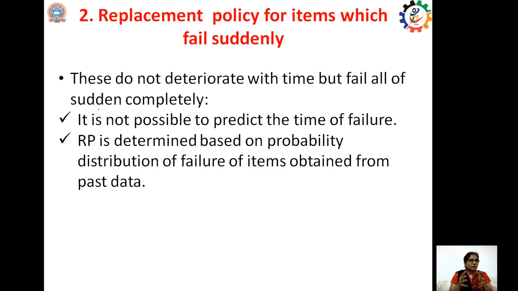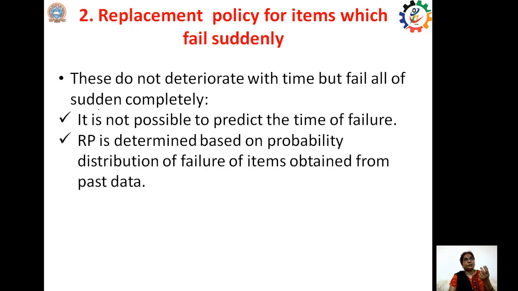Their behavior is a bit tricky. We cannot study it by observing. So what to do? We use past data. From the past cost data, we derive the probability distribution. Using that probability distribution, we try to solve and analyze the economic life of the item. It is not possible to predict the time of failure. Any moment it may fail.